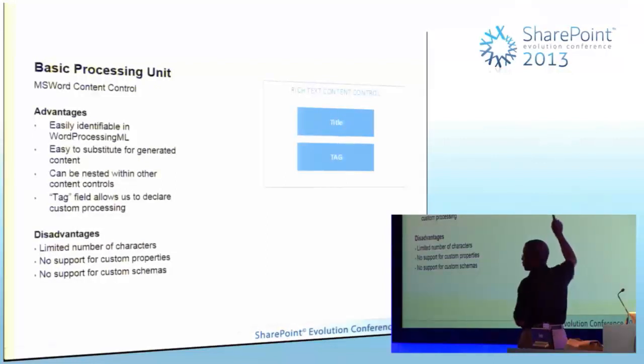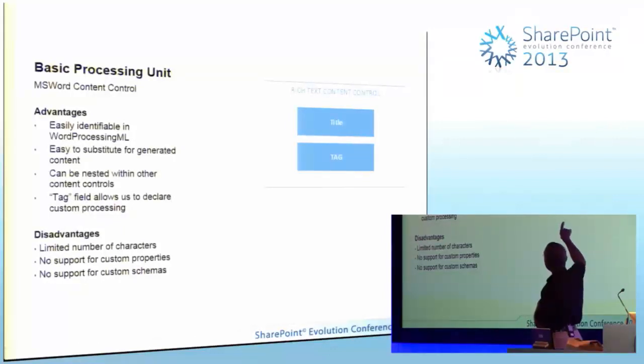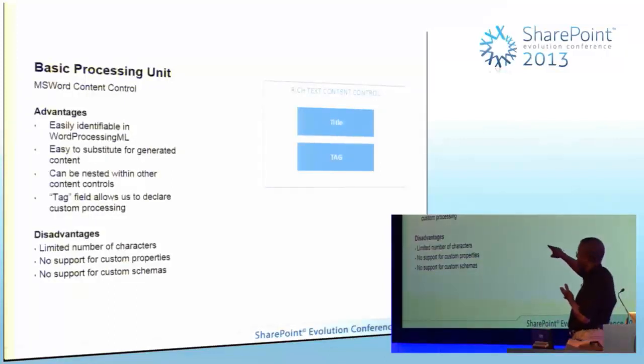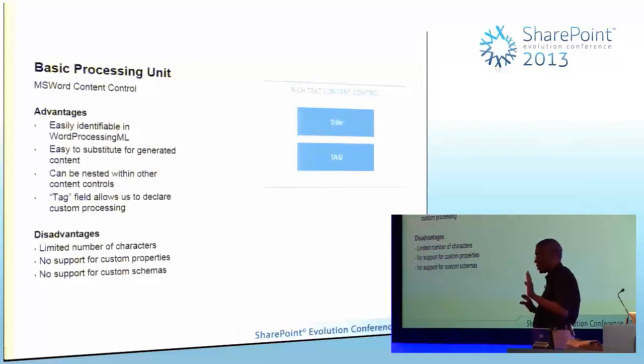So we've got to put enough properties on the content control. It's kind of like a div, okay? And we're adding some properties to it. And the main property we're putting there is the identifier, the tag, okay? So it's easy to find in the document, easy to substitute for the generated content. It can be nested with other controls, which is the key piece. If we couldn't nest content controls, this wouldn't work at all, okay? And you'll see why.